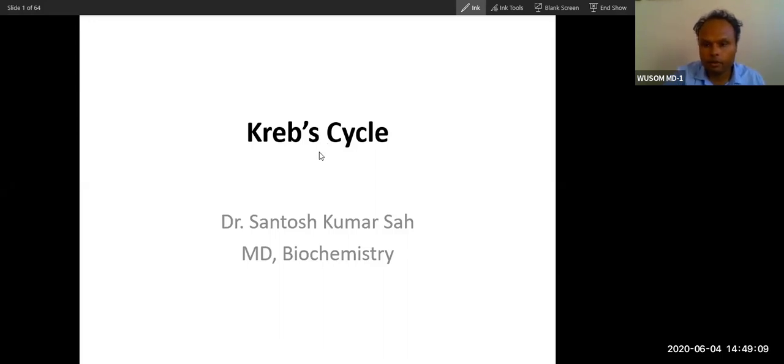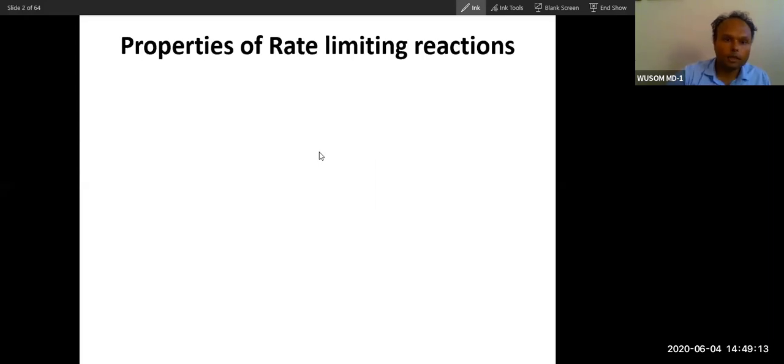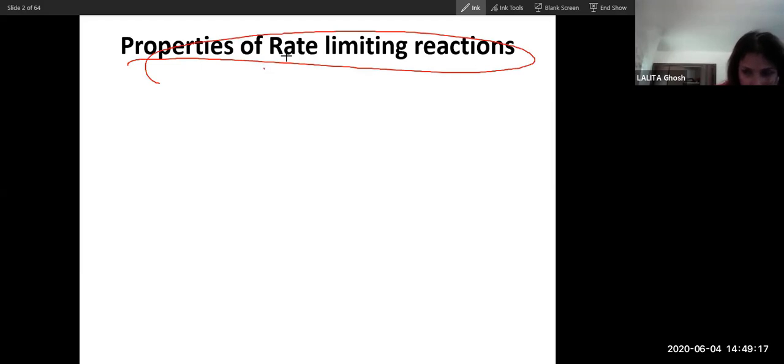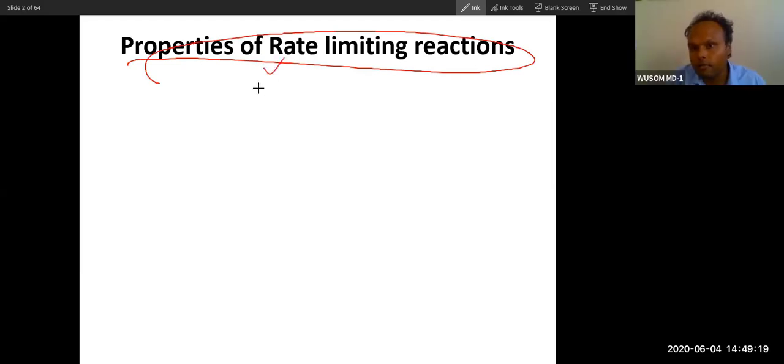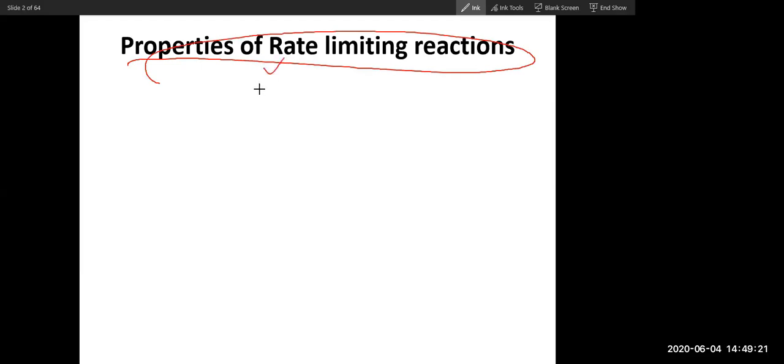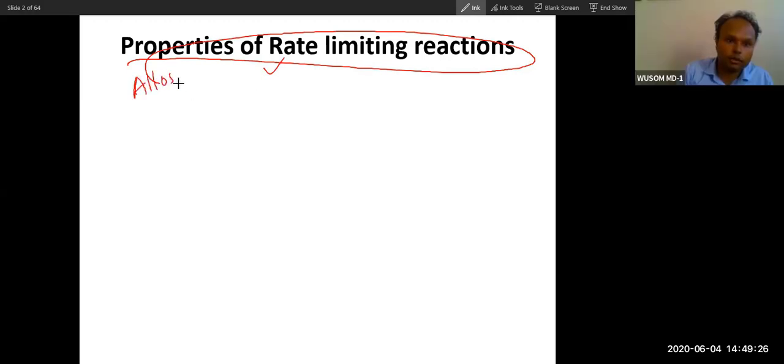Anyone? See, the properties of rate limiting steps. What are the properties of rate limiting step? Can anyone tell me? They are usually allosteric enzymes. Yeah, regulated by allosteric enzyme. Good, very good. Rate limiting enzymes are allosteric enzymes.